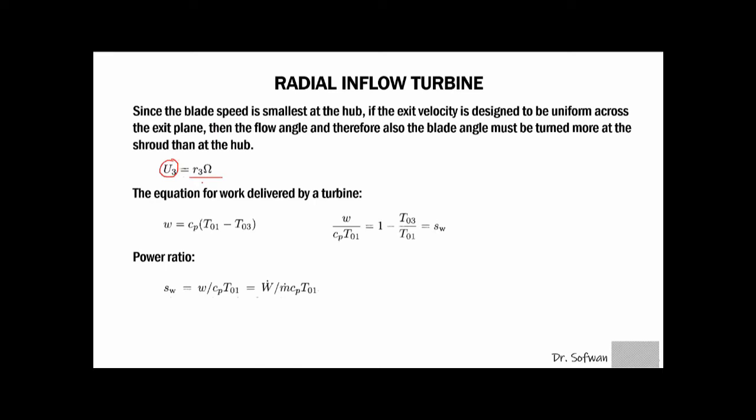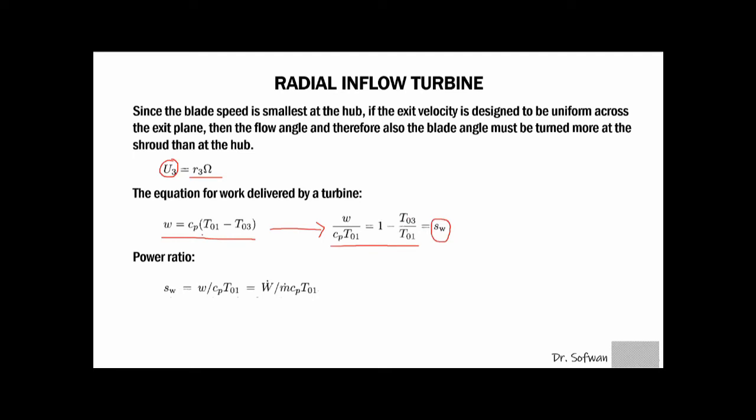U3 equals R3 omega. We also can calculate the work delivered by the turbine using this expression: W equals Cp times T01 minus T03. If we rearrange this equation into this arrangement, it will give SW, which is the equation for specific work intensity.